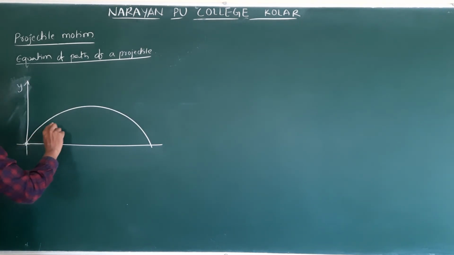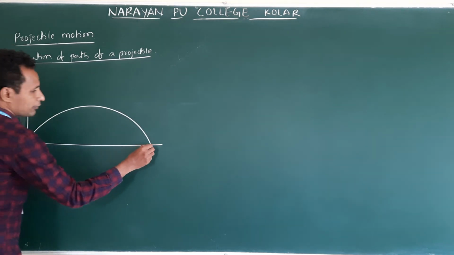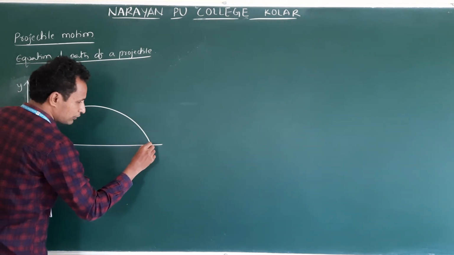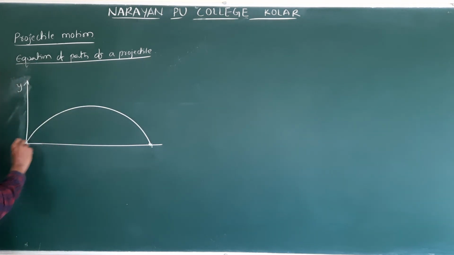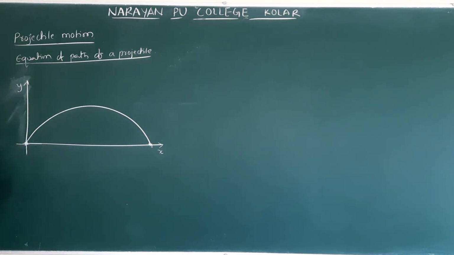And then it moves and it falls here. It hits the ground again. Clear? The level of the point of projection and the level where the object hits are equal. Now this is the x-axis, this is the y-axis. Now this is the path. The instantaneous velocity vector direction is a tangent. If you draw a tangent, that shows the velocity direction.